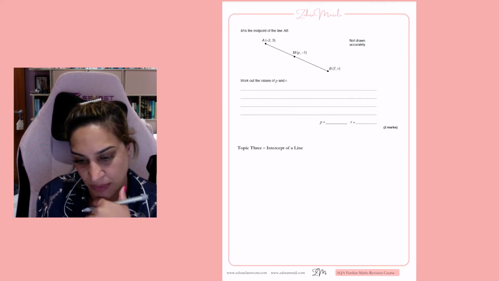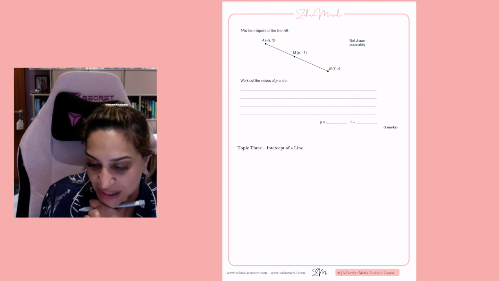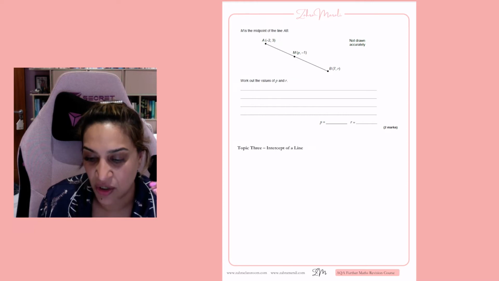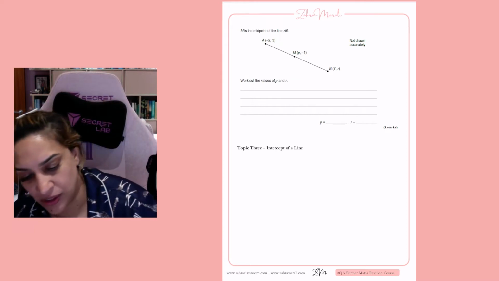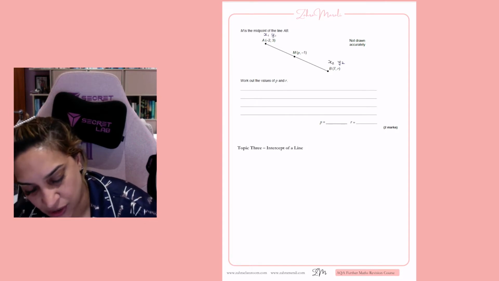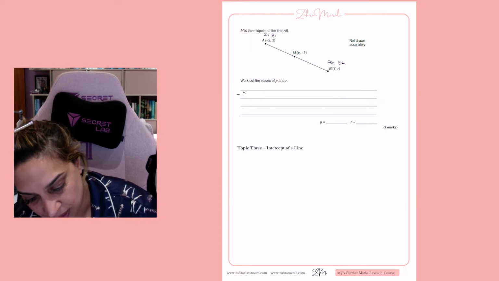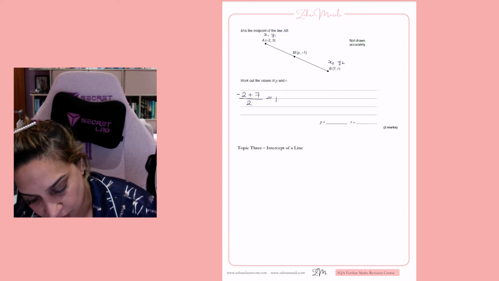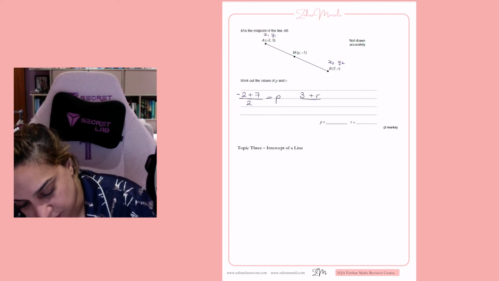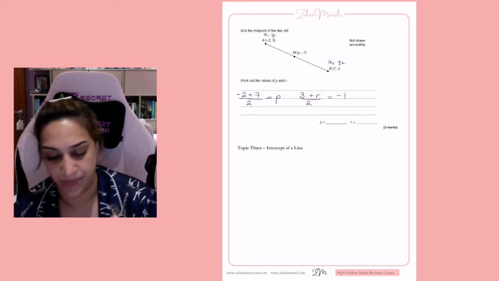Okay. Now we get to use our midpoint. So we get told M is actually the midpoint of the line AB. So we know this is our x1, y1, x2, y2. So I know if I add up minus 2 plus 7 and divide it by 2, I'm going to get p. And 3 plus r divided by 2 is going to give us minus 1.